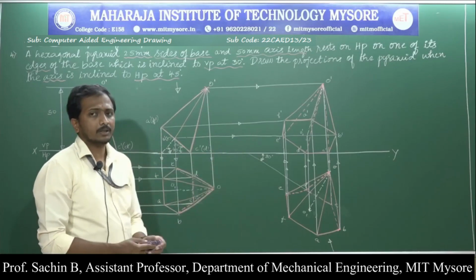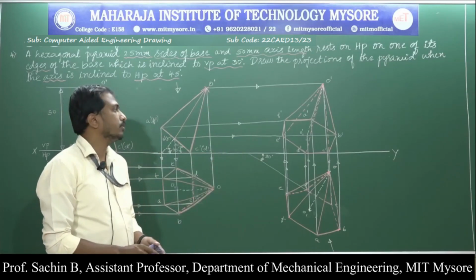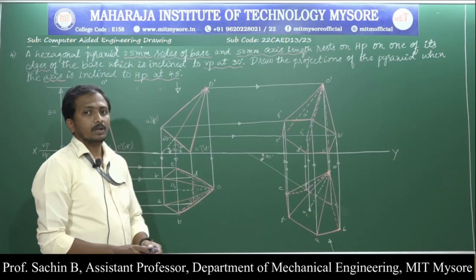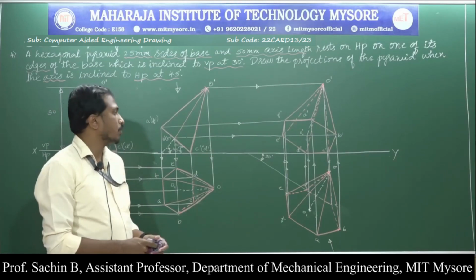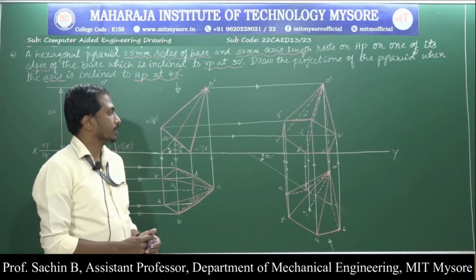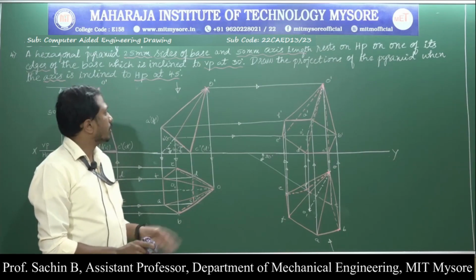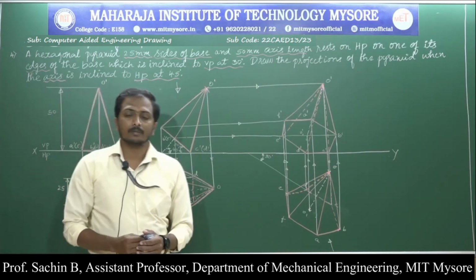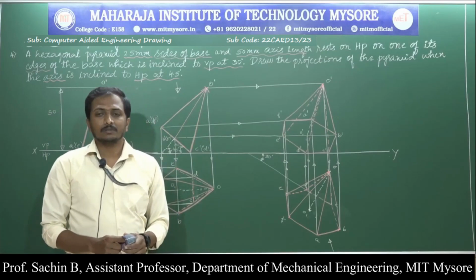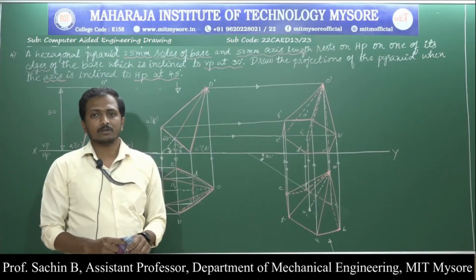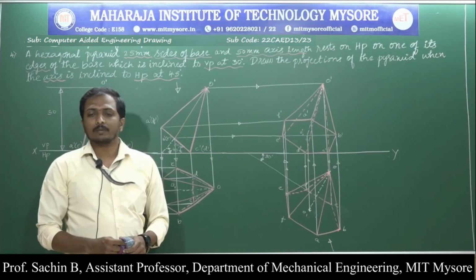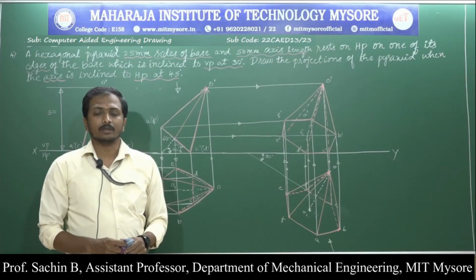Then we will go for joining to get the final view of the object in the front view. This is all regarding the hexagonal pyramid problems. In similar fashion, they will change the questions. They will ask for square pyramid and pentagonal pyramid. Thank you.